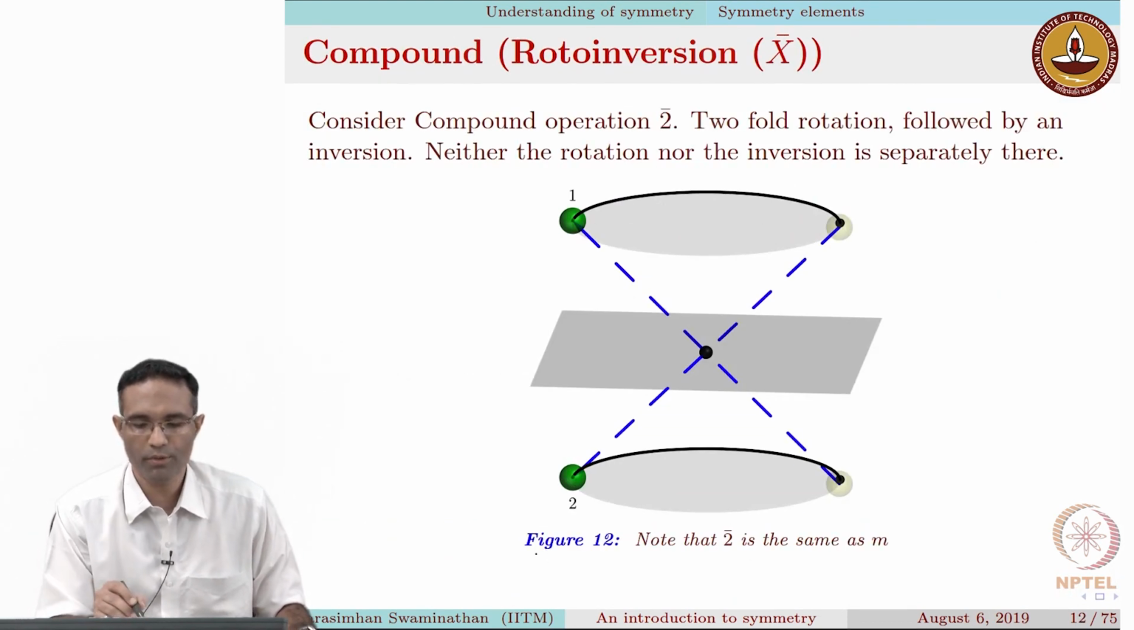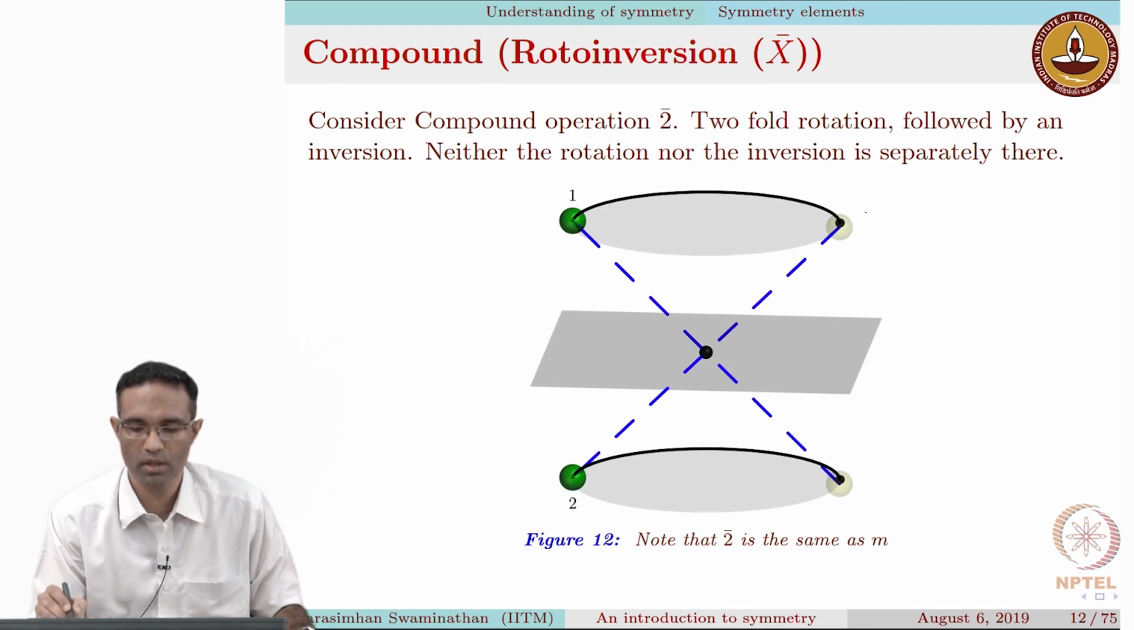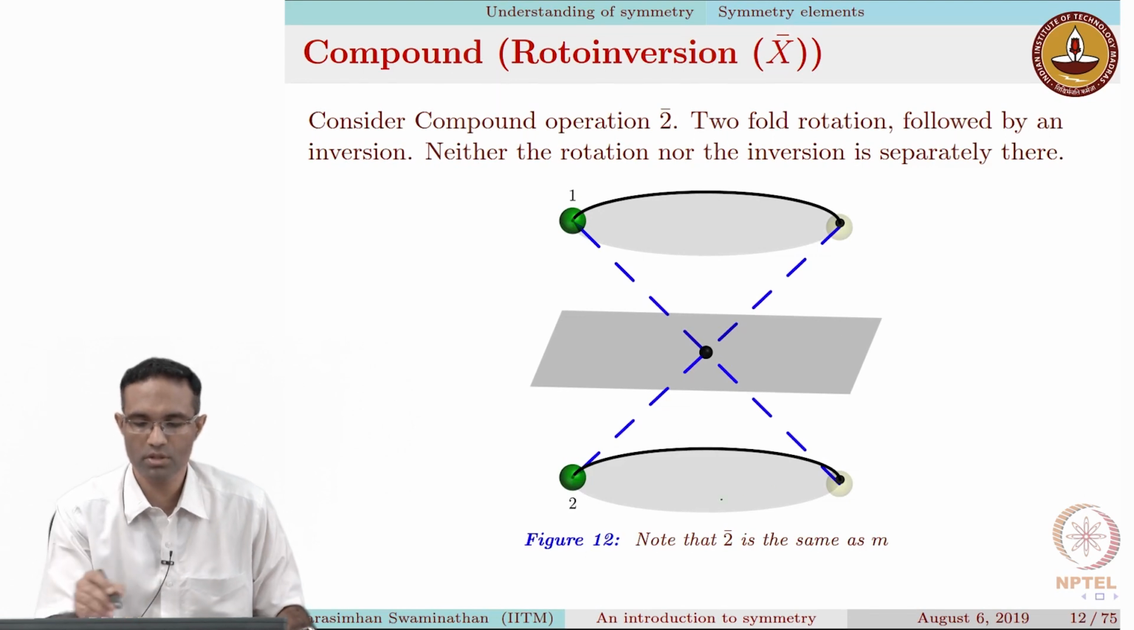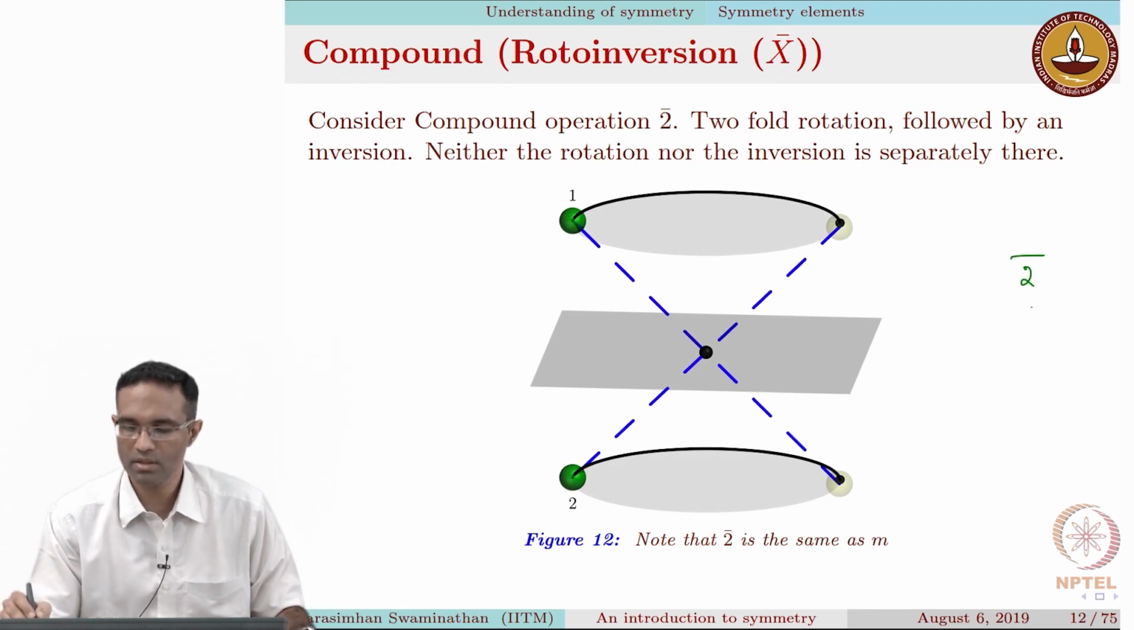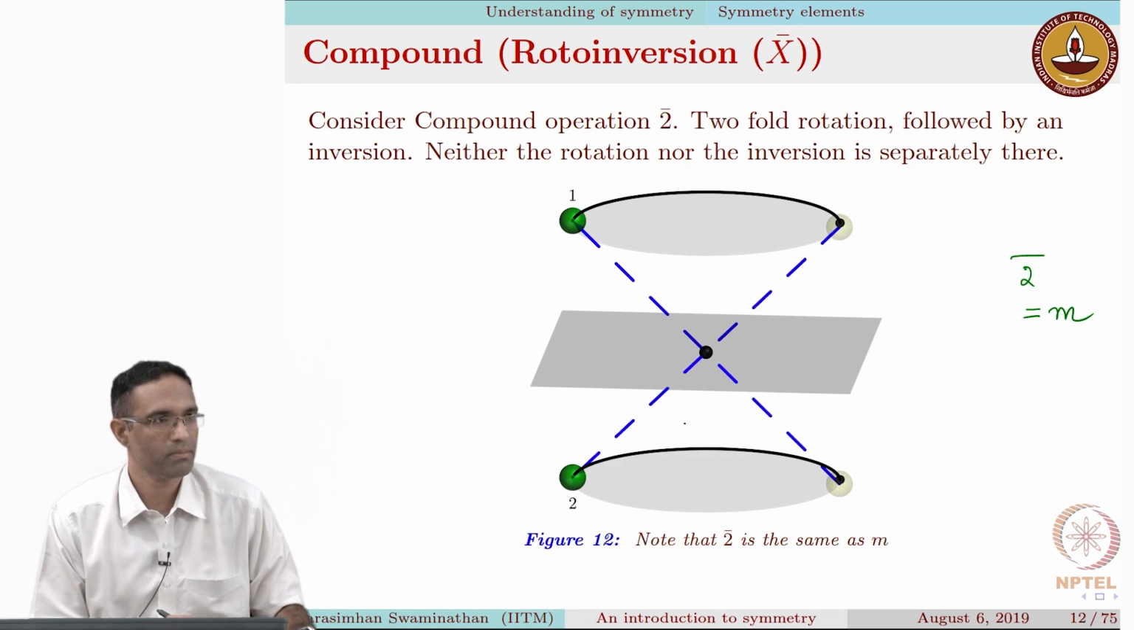The next one is 2 bar. It's very simple. You perform a two-fold rotation. So one is moved to this particular shaded atom, where the atom does not exist, and then it is inverted here. Okay, this entire molecule possesses 2 bar, which is equivalent to a mirror plane. 2 bar is the same as mirror, right?